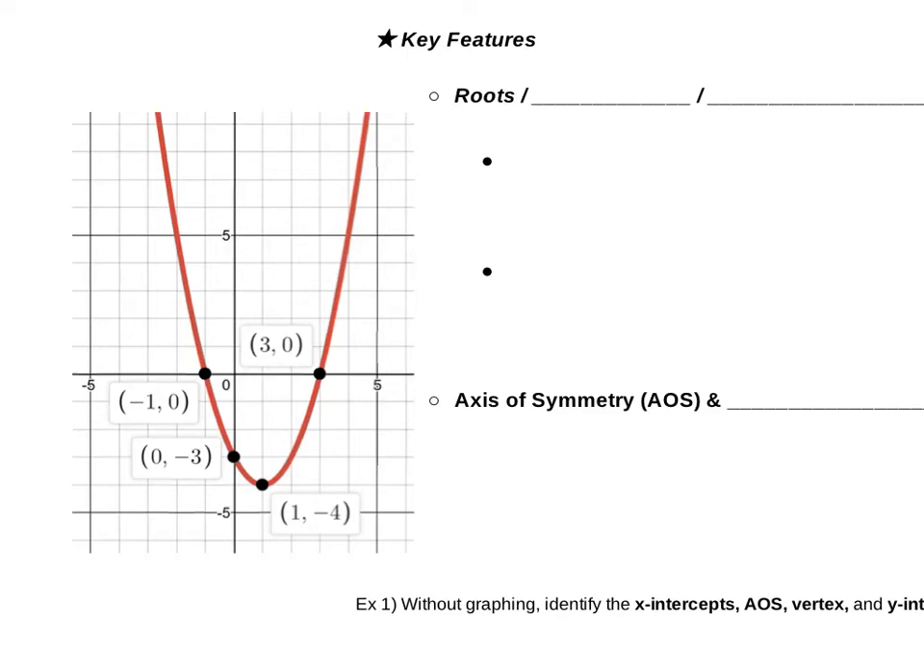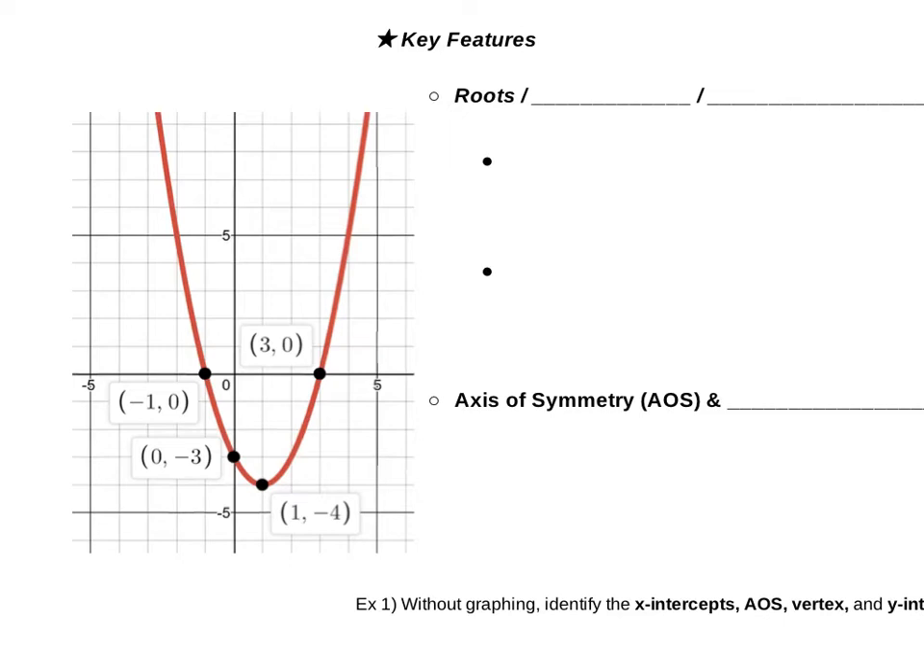All right, so we've learned a couple key features. What are a couple key features you want to tell me right now you could see on this graph? The y-intercept. Good, y-intercept, vertex. What else do we see? AOS. What's one more thing I haven't heard yet? The roots. So we're going to talk about the roots right here. Okay. What is another word for roots?